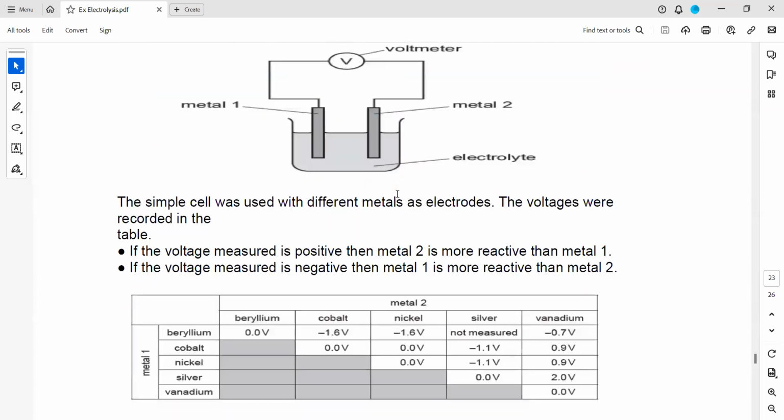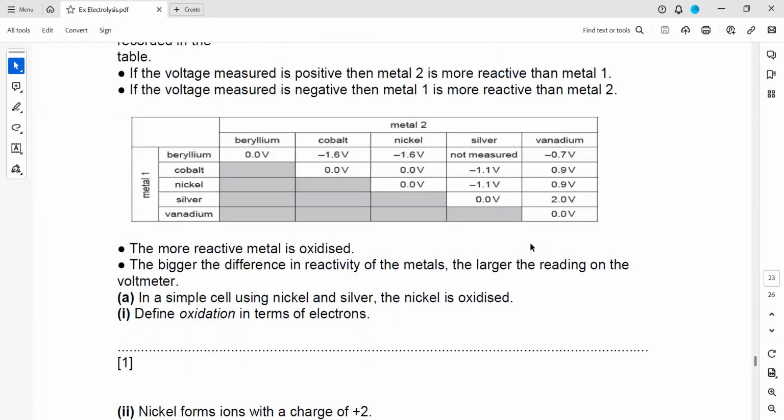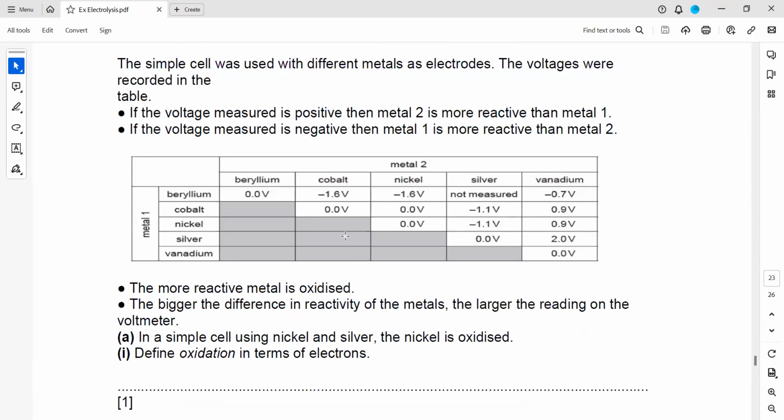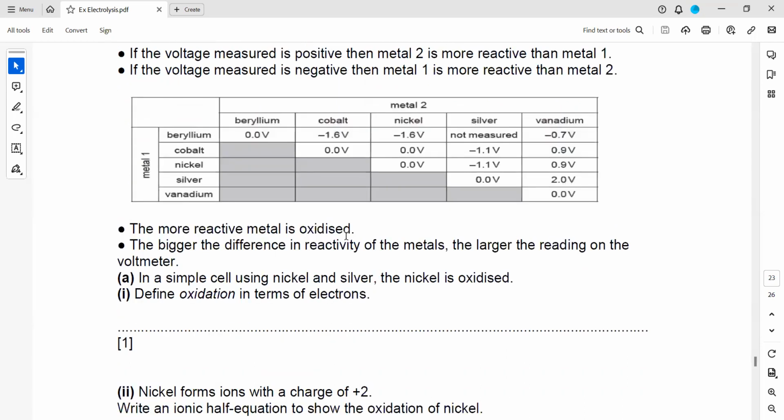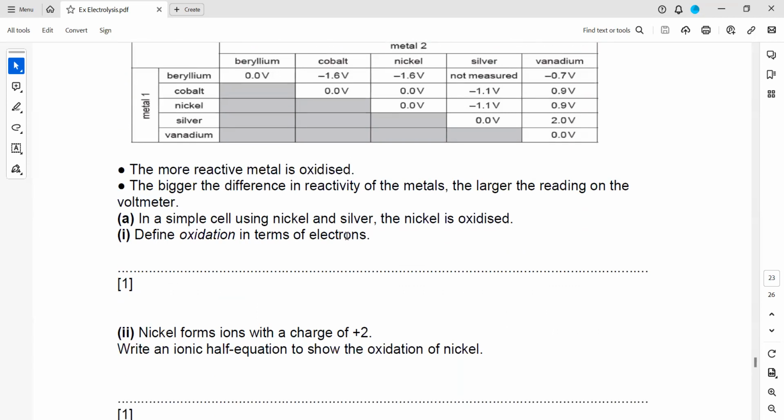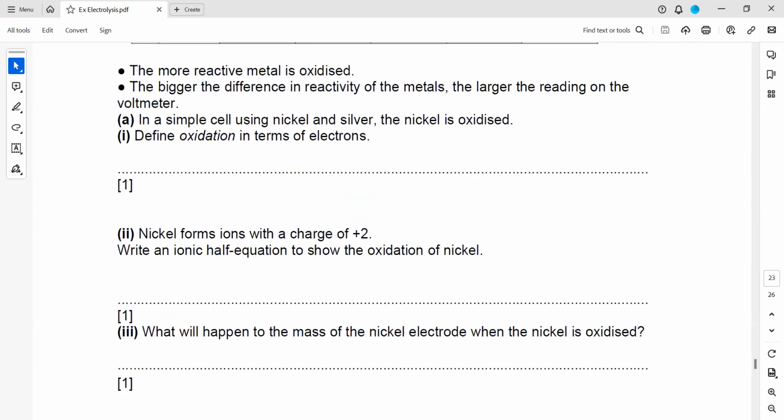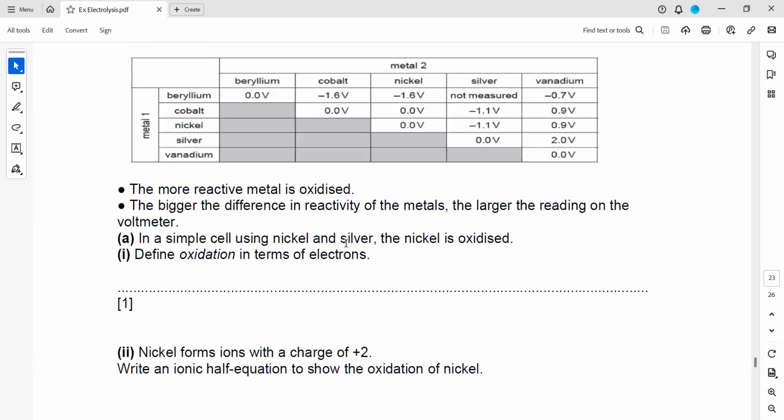The diagram shows a simple cell. If a voltage is measured, you can see the more reactive metal is oxidized. Oxidized means it loses electrons. And the bigger the difference in reactivity, the larger the reading. In a simple cell using nickel, the nickel is oxidized. What is the definition of oxidation? Oxidation is a loss of electrons. Do you have doubt in B1 and 2?